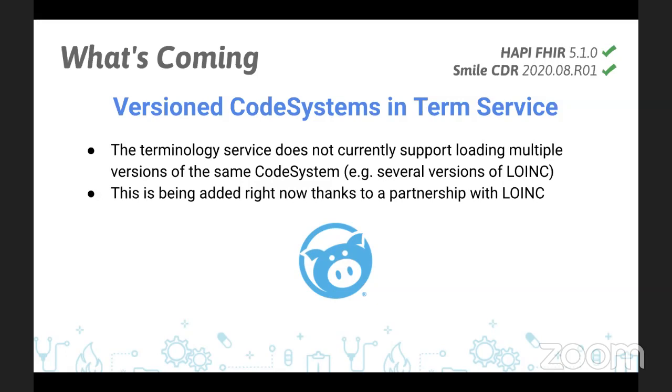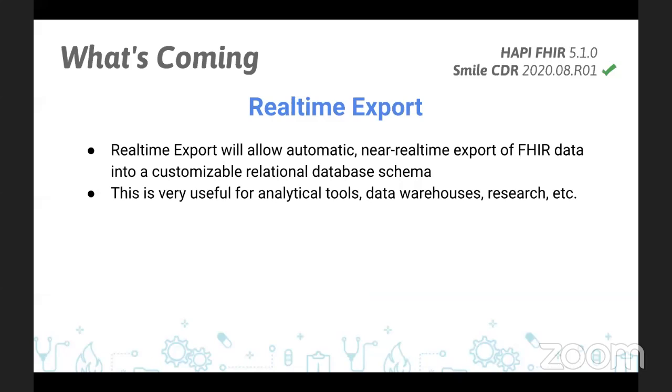We're now working on beefing up the terminology server to allow multiple versions of the same code system to be uploaded. So potentially uploading multiple versions of LOINC or multiple versions of SNOMED CT or whatever the thing is you're doing. You can then do searches and expansions and lookups and all the validations, all that good stuff, and specify which version of the code system you're actually trying to validate or expand or whatever. So this will be super useful stuff for sure.